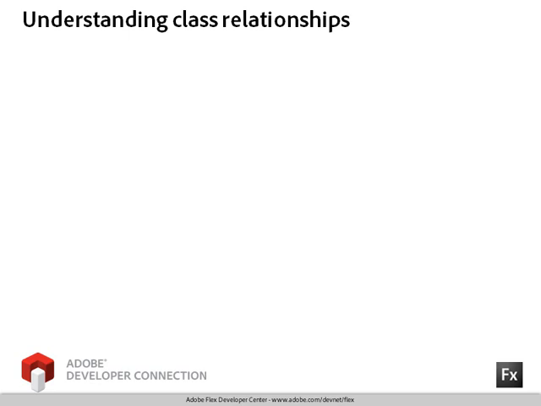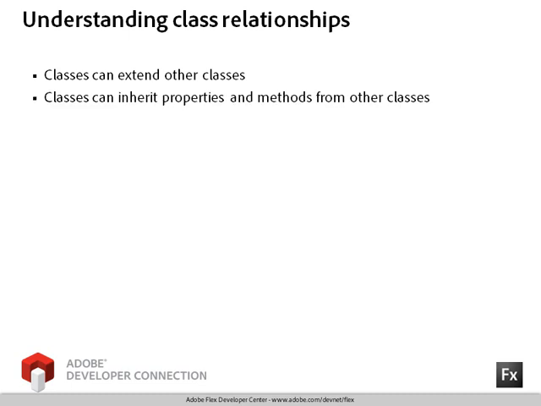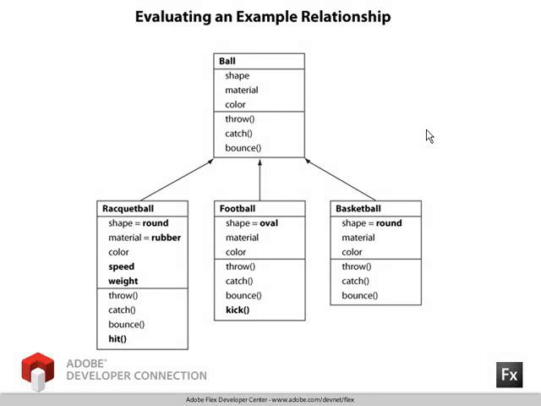A class generally has relationships with other classes. In this video, I will focus on how classes can extend and inherit properties and methods from other classes. I will also explain how you can control inheritance between classes by defining access modifiers. This class diagram shows four related classes. The Ball class is the parent class that generically defines balls. The Racquetball, Football, and Basketball classes are subsets of the Ball class that define categories of specialized balls.